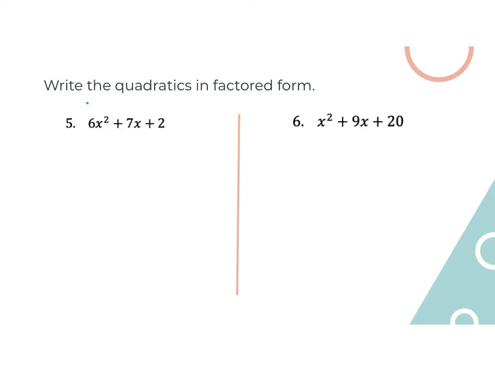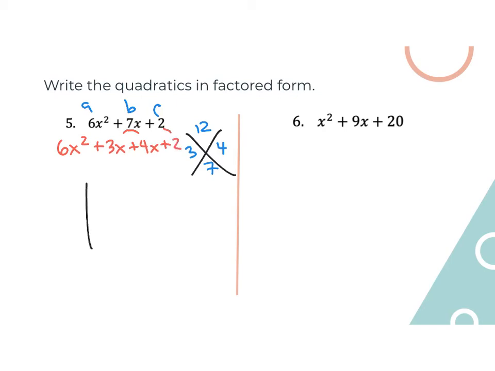Next one, 6x squared plus 7x plus 2. So here's my a, here's my b, here's my c, here's my factor x. 6 times 2 is 12. Middle term is 7. What gives me a product of 12 and a sum of 7? That's going to be 3 and 4. So I have 6x squared plus, split apart that 7, 3x plus 4x plus, keep that 2 inside the box.